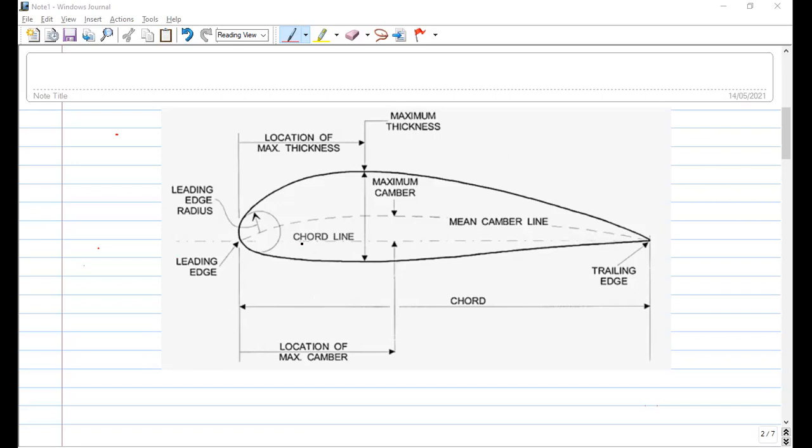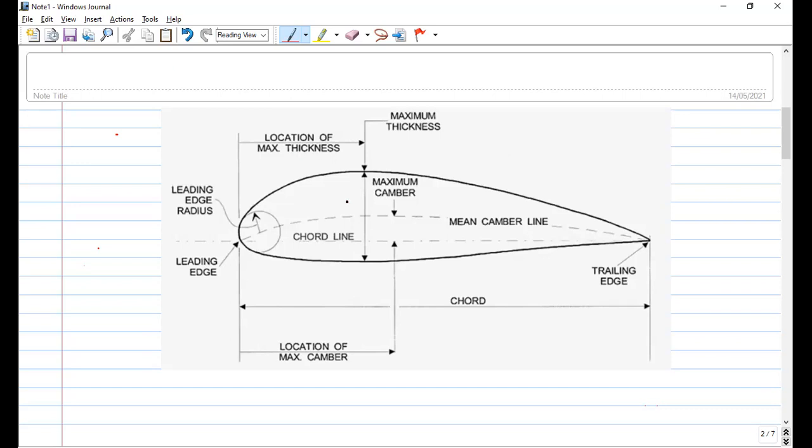So kung si chord line, ito yung chord line natin, is just a straight line from the centers of curvature ng leading edge and trailing edge, ang mean camber line natin is a curve in particular, no? Kasi hinahati niya yung airfoil natin equidistant doon sa upper and lower surface. So that's the mean camber line.